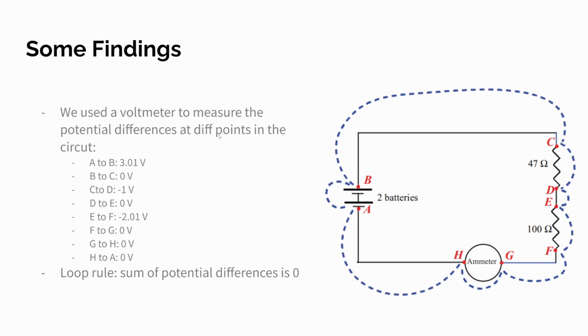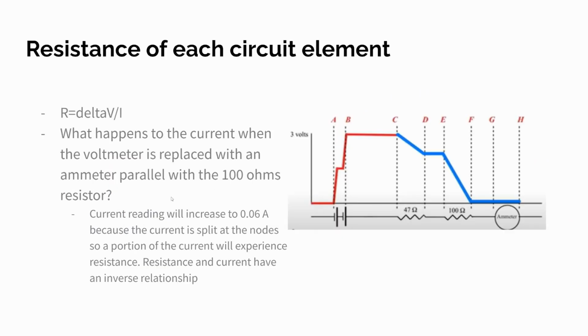We used a voltmeter to measure the potential differences at different points in the circuit, and here are our findings. And the loop rule tells us that the sum of all potential differences is zero, which is reflected. Using Ohm's law, we calculated the resistance of each circuit element, assuming zero voltage drop across wires and ideal ammeters. Small discrepancies with simulation results were due to rounding errors in the calculations.